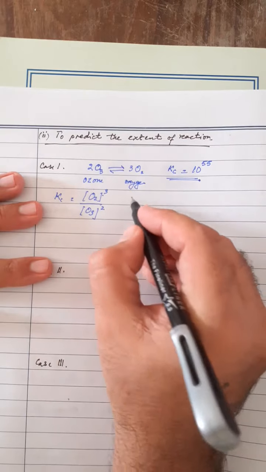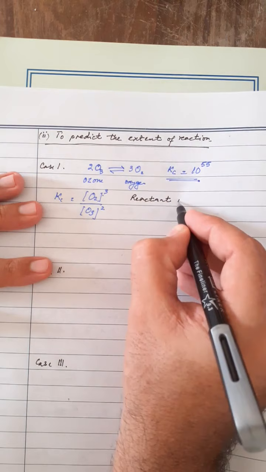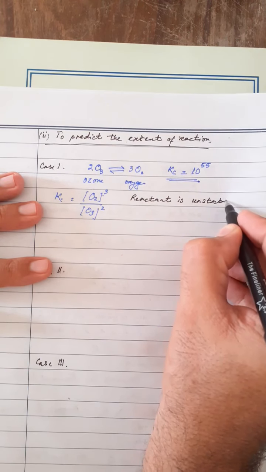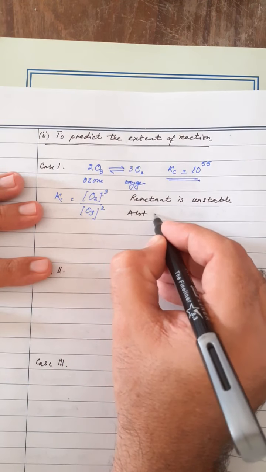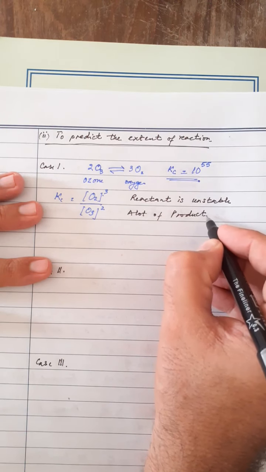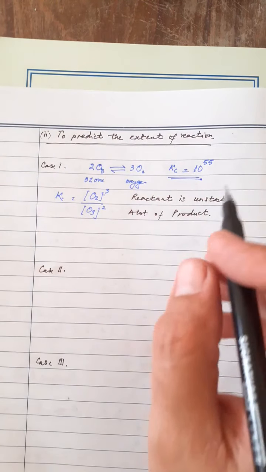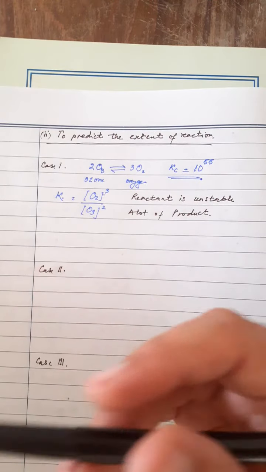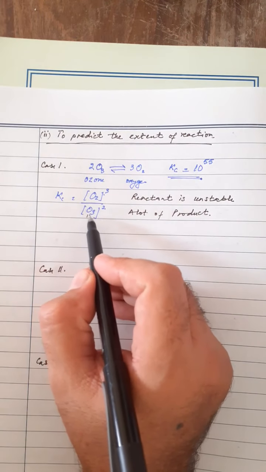Correct? Your reactant is unstable. It's chemically unstable and it is getting destroyed very easily. You get a lot of product. So, as a chemist, as an industrialist, you will definitely want to choose those reactions in which the Kc is large. A larger Kc shows that at equilibrium, you always get more numerator and less denominator.